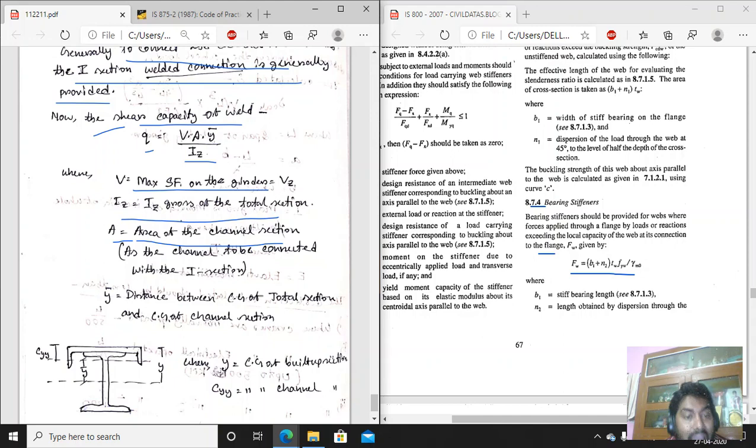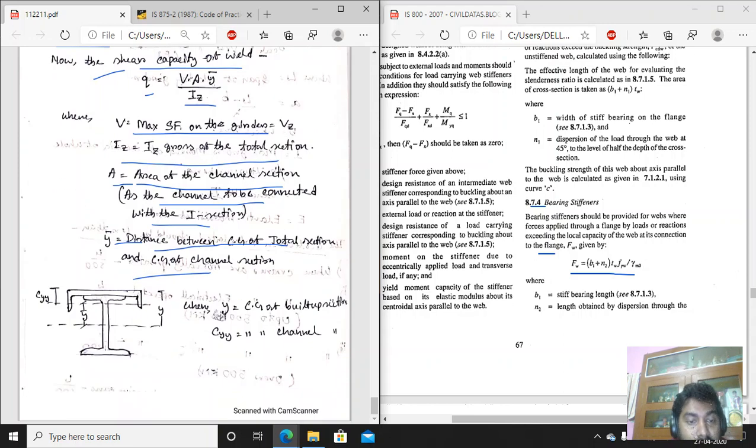Okay, the channel is to be connected with the I section, and y dash is the distance between the CG of the total section and the CG of the channel section. That means CYY and y. So this distance is y bar. So y dash is the total CG to CG distance of the built up member, and CYY is the value of the CG of the channel section that we know from SP6, the steel handbook. So from that y dash is determined.